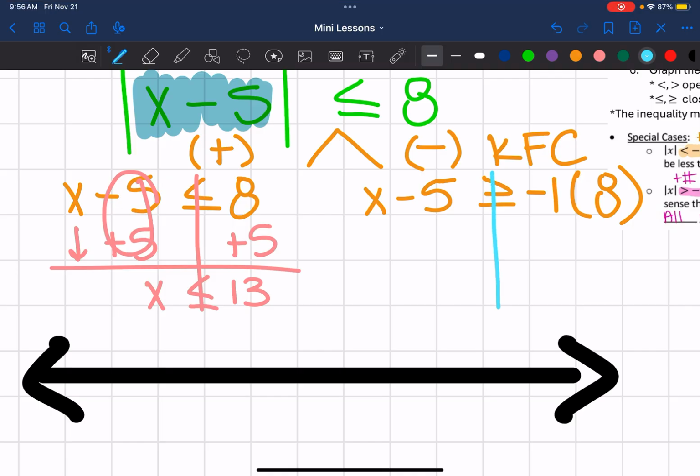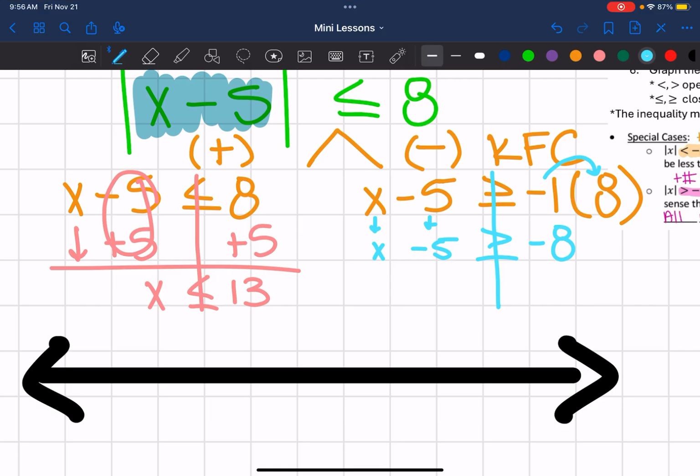So again, starting with the inequality sign line, I'm going to go ahead and drop down our x minus 5 and the inequality symbol. Then I'm going to multiply negative 1 by 8 to get negative 8.